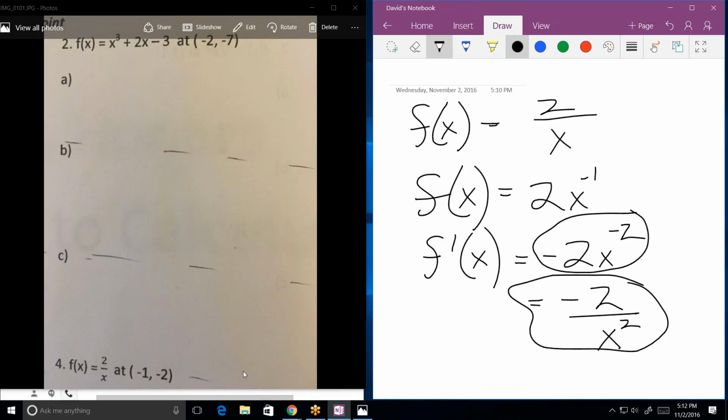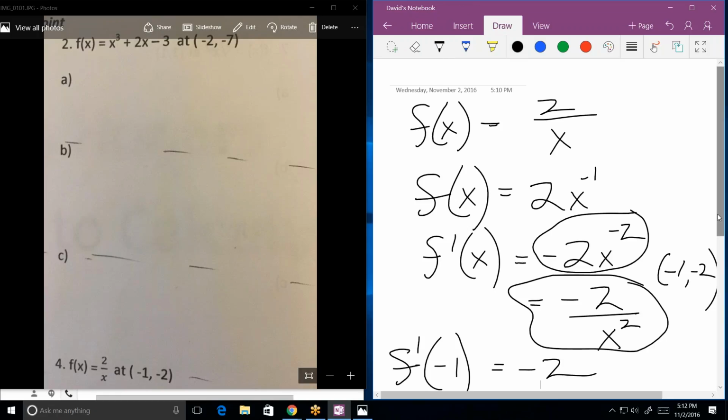And the point we're going through is negative 1 comma negative 2. So what is the slope? What is f prime of negative 1? In other words, to figure out the slope, you always plug in the x value. So it would be negative 2 over 1? Yes. So negative 2. That's the slope. Now we're ready to do everything else.